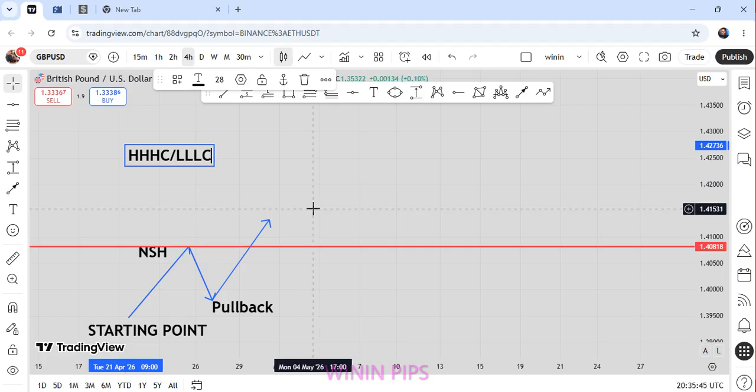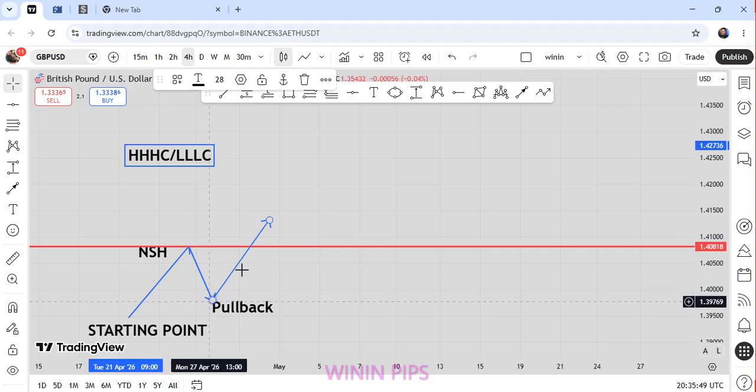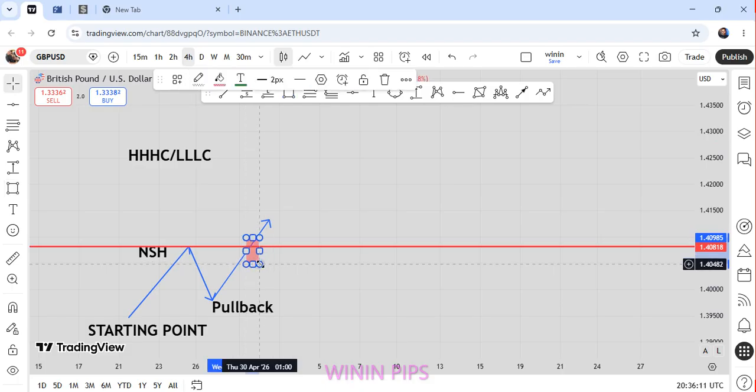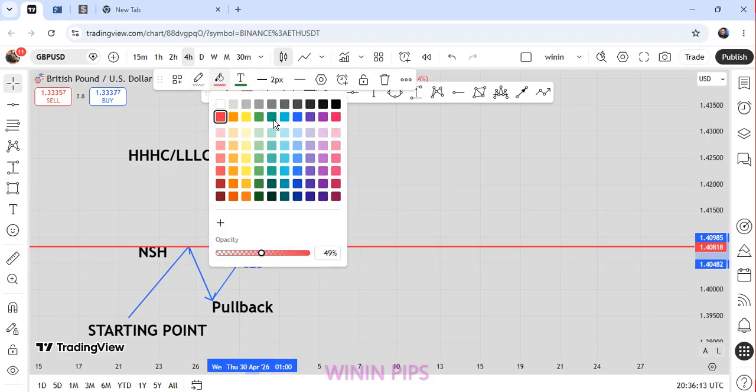And what does it mean? What it means is that when there is a pullback, our next impulse move, which is this particular move, should break this new structure high. So let me grab my rectangle too. So let's say this is a candle. Let's assume this is a candle. So let me change it to green. So this is a green candle.